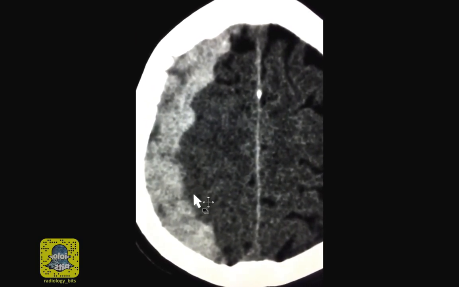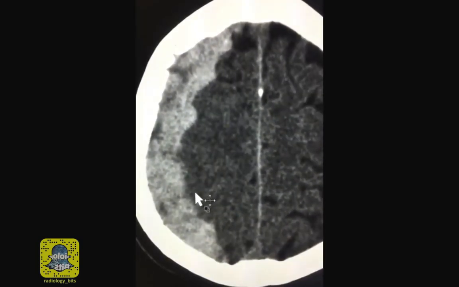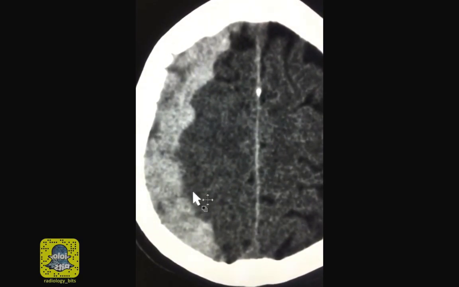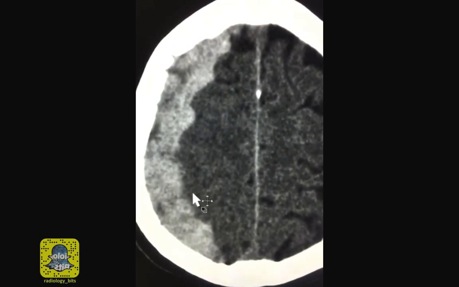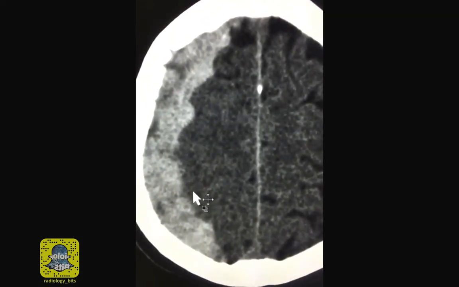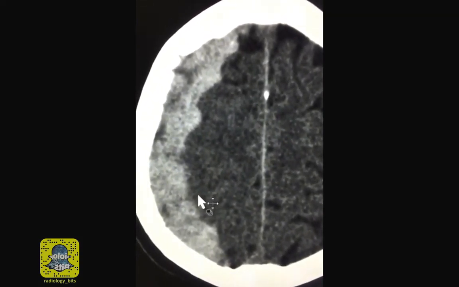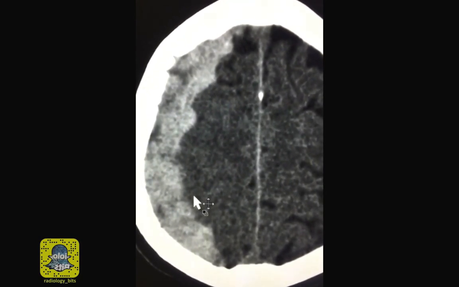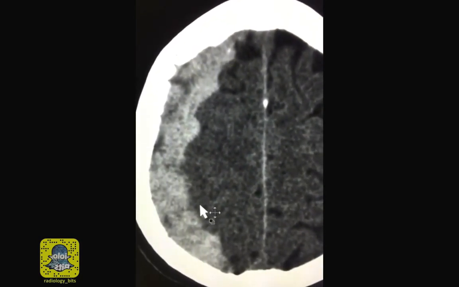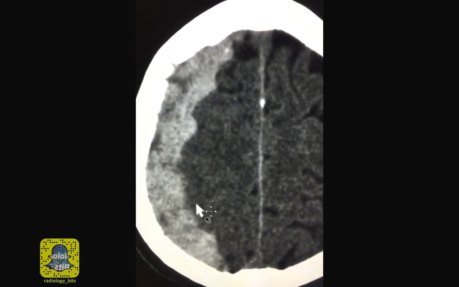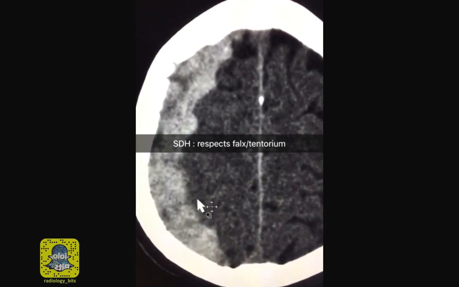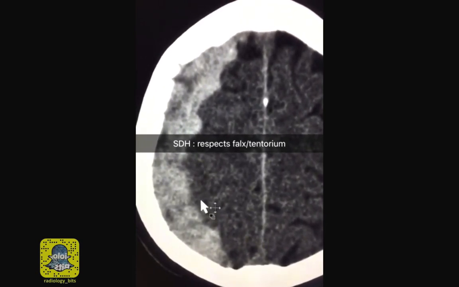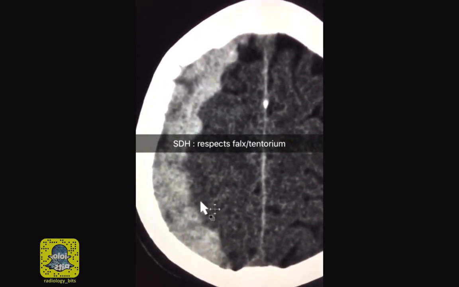Now, what about subdural hematomas? With subdural hematoma, the blood is collected inside of the dura and outside of the arachnoid, so between the arachnoid and dura. And that's why such bleeding as what we see here is not confined by sutures. However, the space is confined by the falx and tentorium. So a subdural hematoma, despite crossing sutures, does not cross the falx or tentorium.